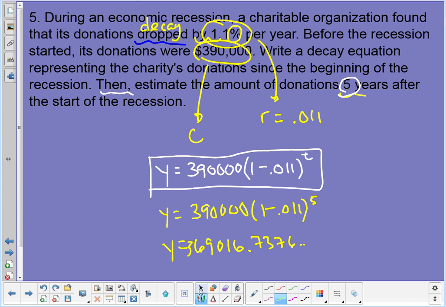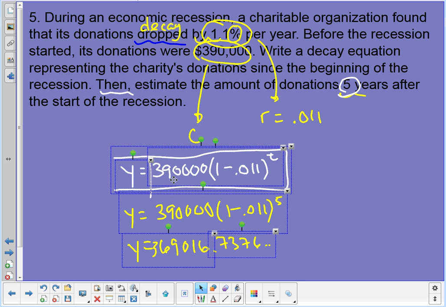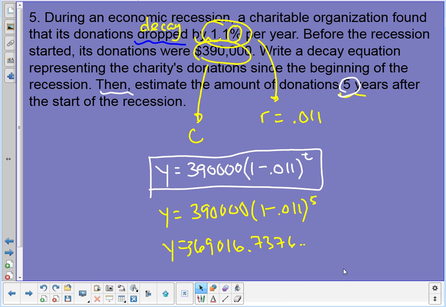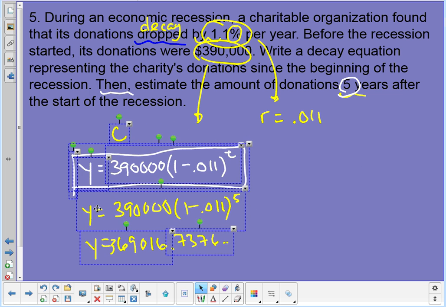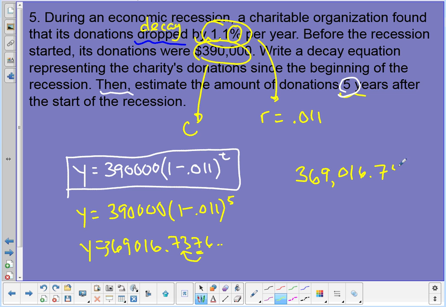This is money, so we're going to round it to the hundredths place, or in other words, the penny. Let me slide this over a little bit. If I round it to the nearest hundredths place, that means I want to look at the thousandths place to decide what to do with the hundredths place, and that tells me to round the 3 up to 4. So that's $369,016.74. We're talking about dollars, label it dollars, and there we are.